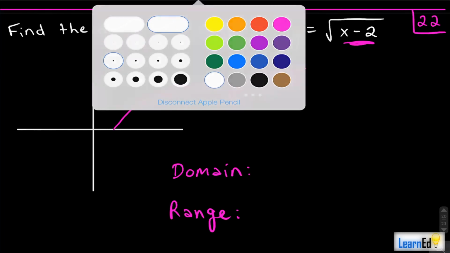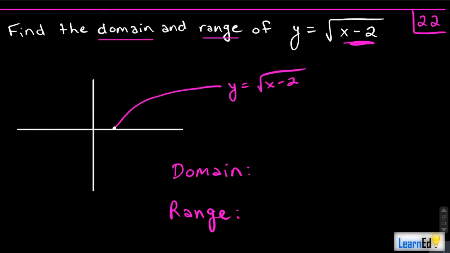Well, the domain is from 2, and are we including 2? Well, if we plug in 2 to this equation, that's how we can find out. Okay. Well, we would get y equals 0 here. Square root of 0 is defined, right? We just can't have the square root of a negative number. All right. So we know that we're going to include 2, so we have a bracket.